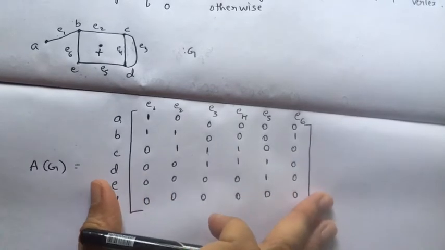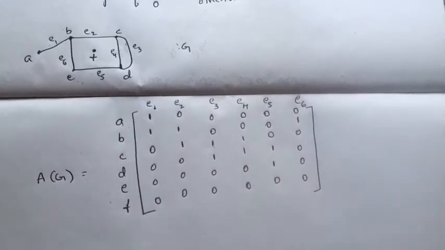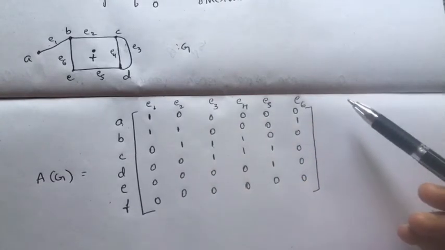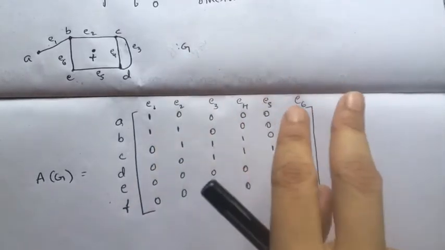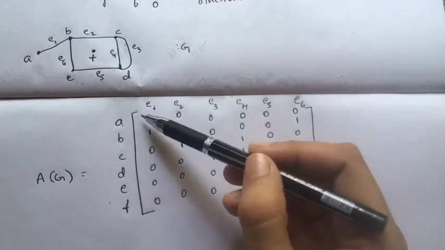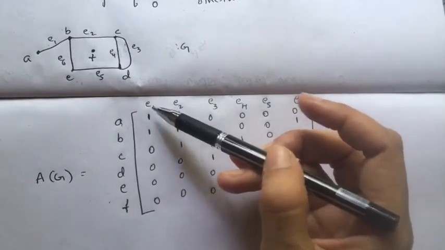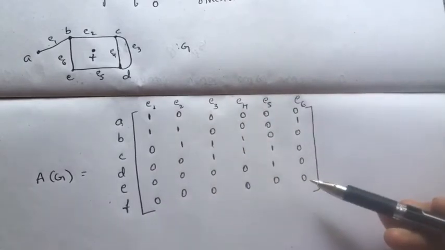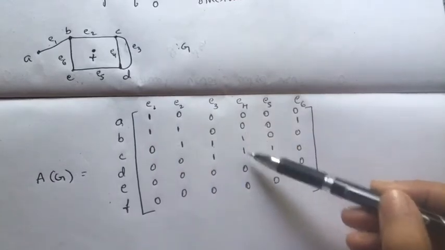Now from this incidence matrix, we can observe a few things. The first observation is that every edge is incident on exactly two vertices. Therefore, every column of the incidence matrix has exactly two ones.